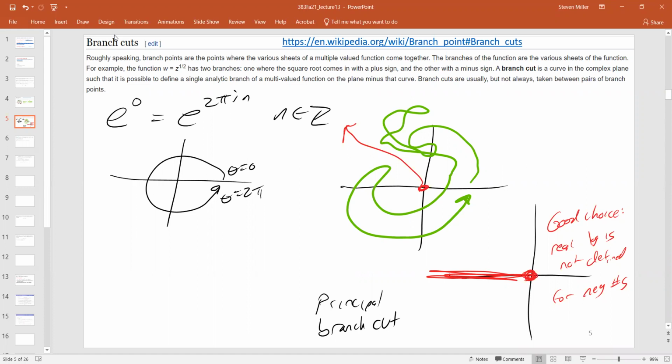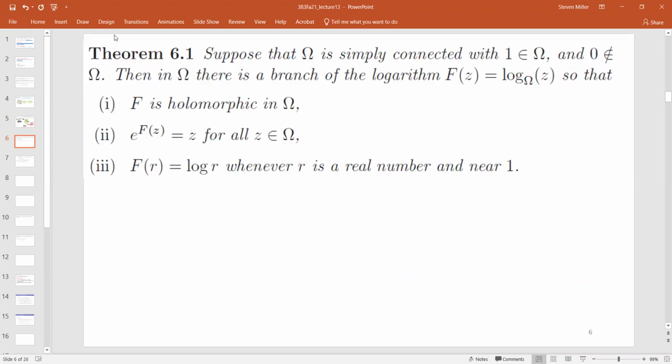So again, the book does a really good job of explaining all this stuff. I want to just try to concentrate on some of the intuition. So here's the big theorem. Suppose omega is a simply connected open set that contains 1, doesn't contain 0. So you should be thinking, complex plane without 0 and the negative reals. Then there's a branch of the logarithm defined by log sub omega of z, which has 3 properties. f is holomorphic, e to the f of z equals z, and f of r equals the log of r whenever r is a real number and near 1.